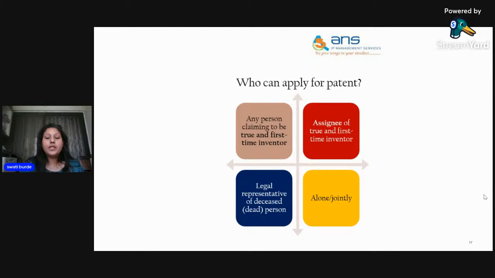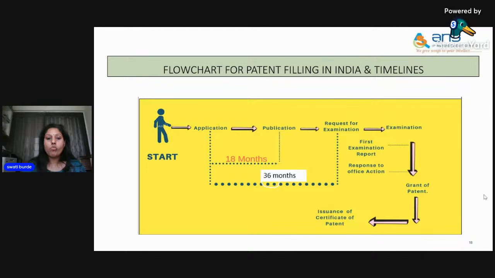Now, who can apply for a patent? Any individual who claims to be the true and first inventor, or the assignee of the true and first inventor, which could be a company or university or college. So first is on an individual basis, they can also file jointly, two or more individual persons, or two or more individuals and a company can also file. Then the legal representative of a deceased person can also file for a patent.